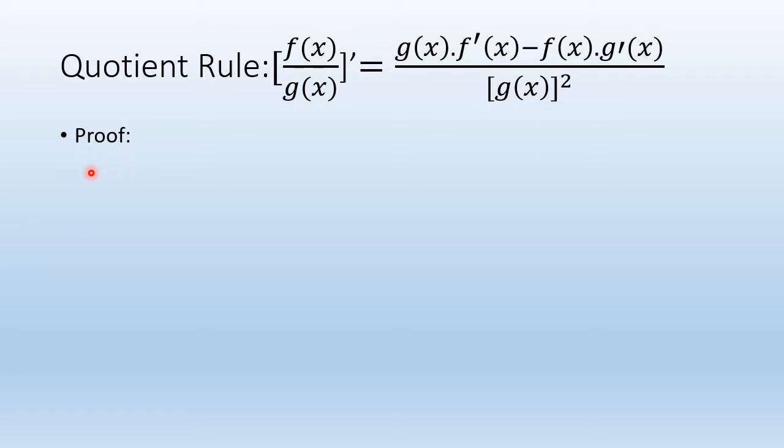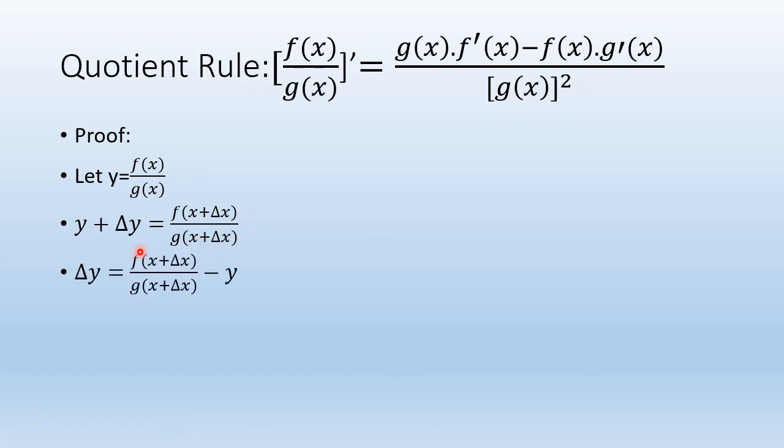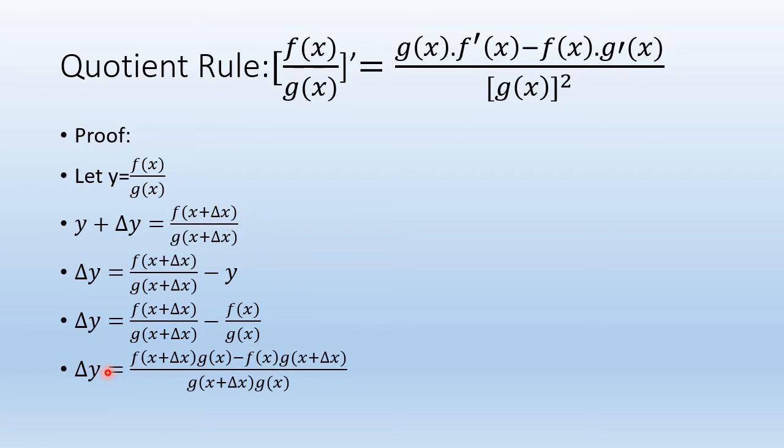So let's take y equals f of x by g of x. Then y plus del y becomes f of x plus del x divided by g of x plus del x. Then we evaluate del y by subtracting y from both sides and putting y equals f of x by g of x. Now we can take the LCM, and we get this result. Del y is equal to f of x plus del x into g of x minus f of x into g of x plus del x, divided by g of x plus del x into g of x.